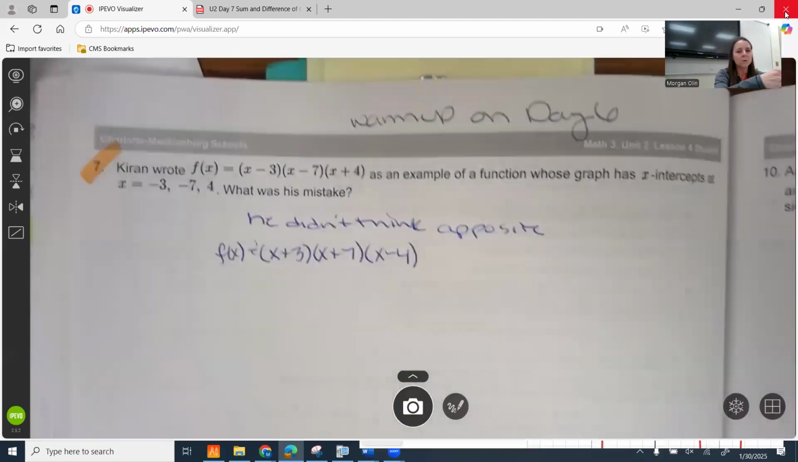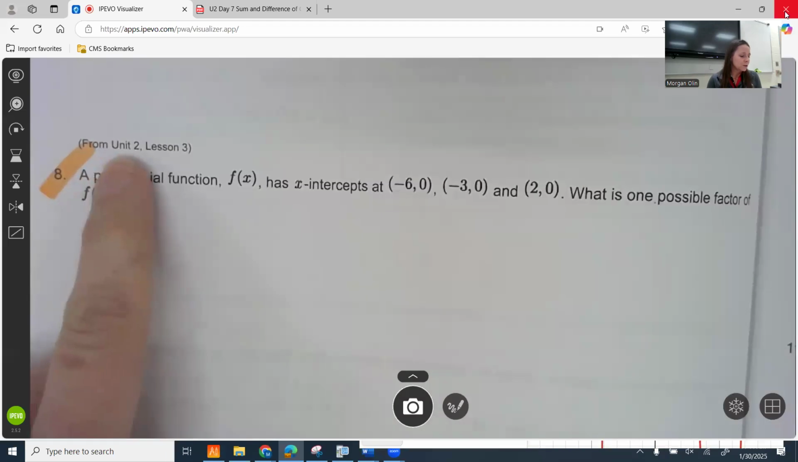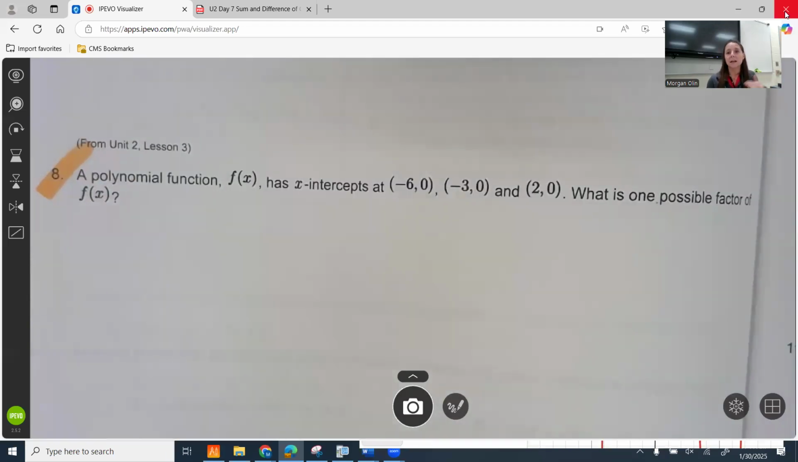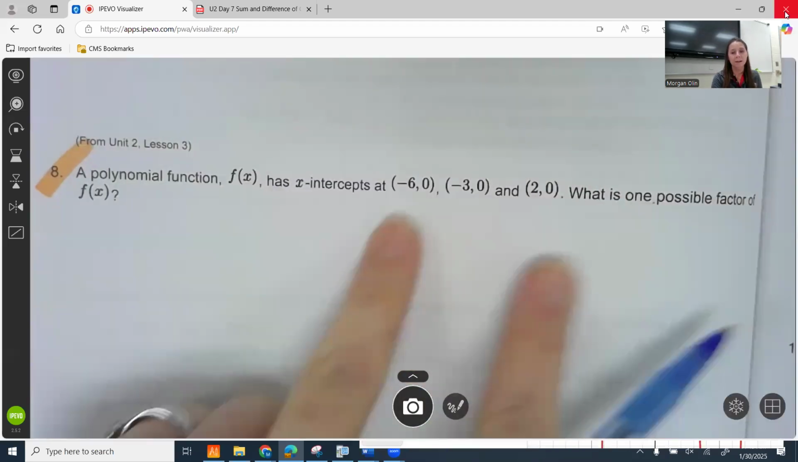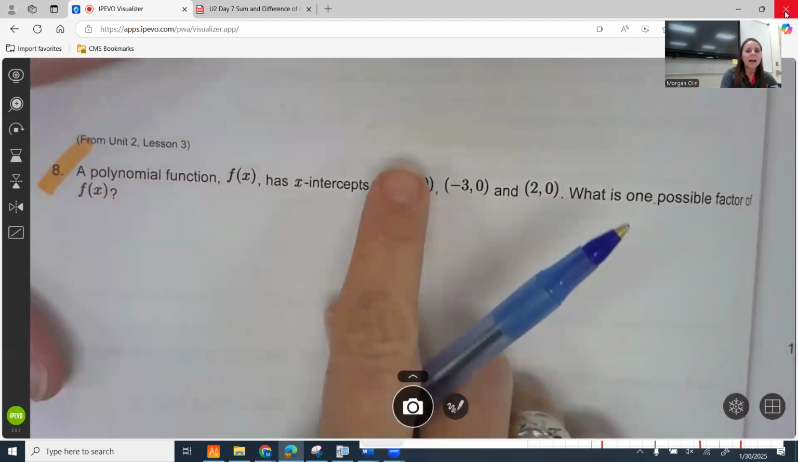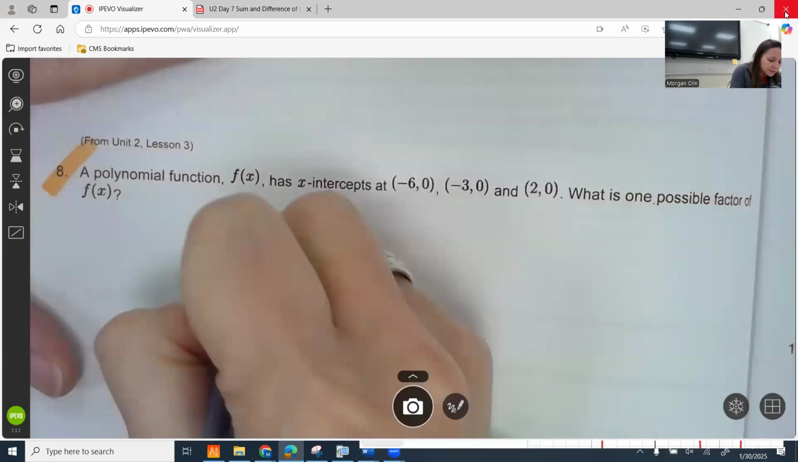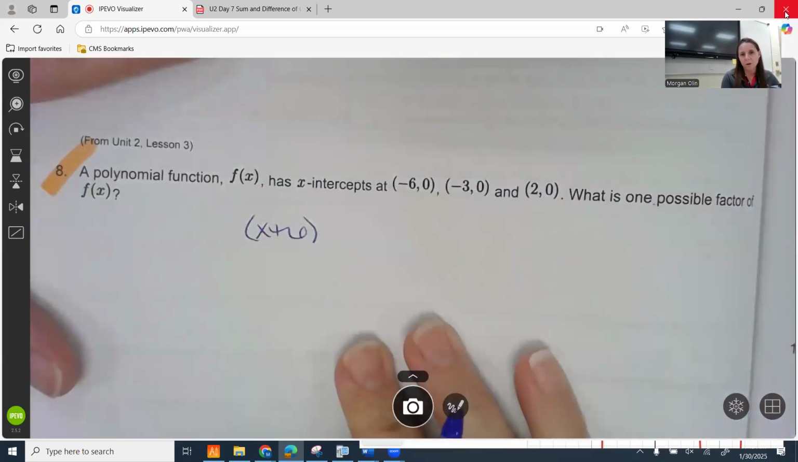All right, moving on to number 8 down here, same page. And guys, anytime it says something like this from unit 2, lesson 3, you can go back to lesson 3 to see, all right, what did we learn here? Now, a polynomial function f of x has x-intercepts -6, -3, and 2. What is one possible factor of it? Honestly, this is similar to the question above. If -6 is an x-intercept, the opposite, x plus 6, is going to be a factor. So that's one of them you could have written.